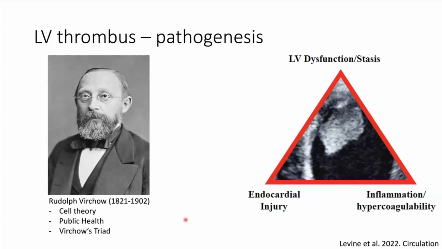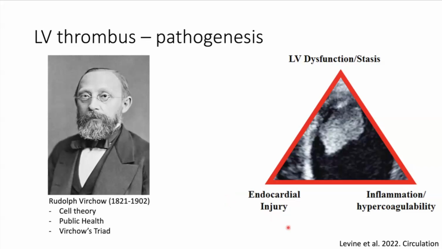And he described the features that you need to have for development of thrombus in the body. So this is Virchow's triad, and it refers to the three conditions here: inflammation or a hypercoagulable state, endothelial injury, and stasis of blood.